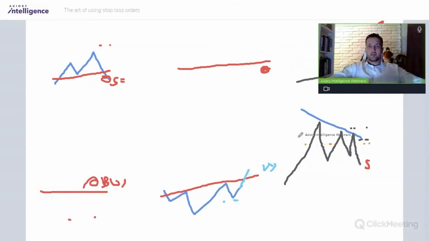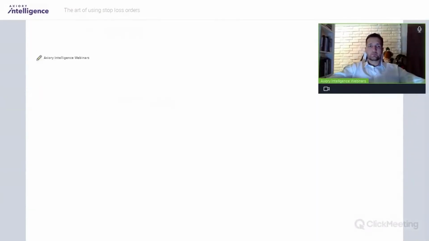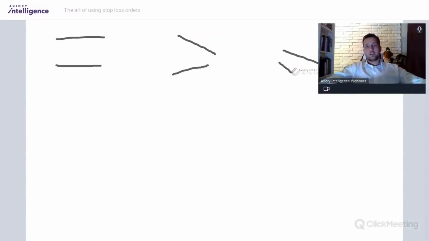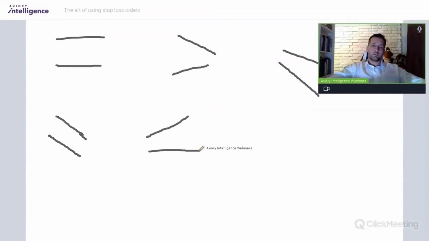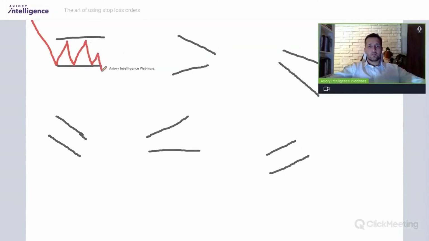Now trend continuation patterns. Here is rectangle. Here is pennant. Here is wedge. Here is flag. Here is other wedge. Here is other flag. Let's see. That's pretty easy. Downswing, rectangle, price breaks the support. You sell here.